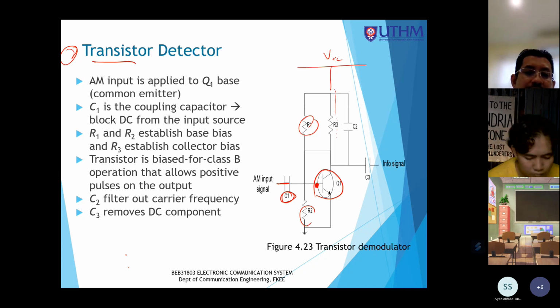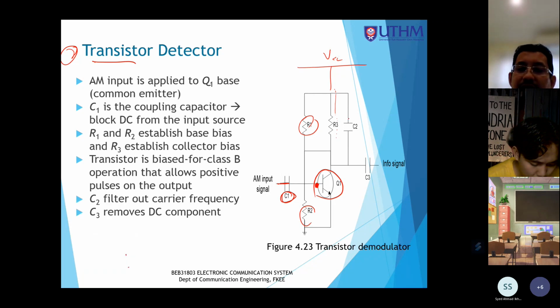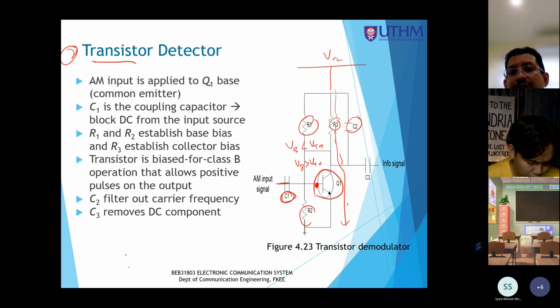Okay, so kalau kita lihat pada ketika voltage pada base VB more than the threshold voltage, apa yang berlaku adalah RC tank circuit will be charging and the current can flow from collector to the emitter. However, when the voltage at the base is less than the threshold voltage, the current cannot flow from collector to the emitter. So this transistor will switch off. So what happens is that the RC tank circuit will discharge.